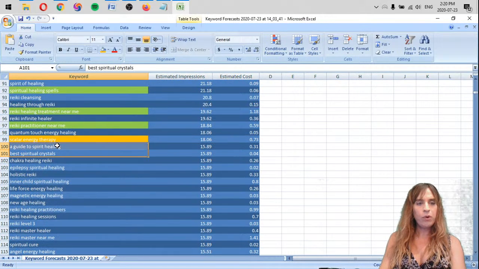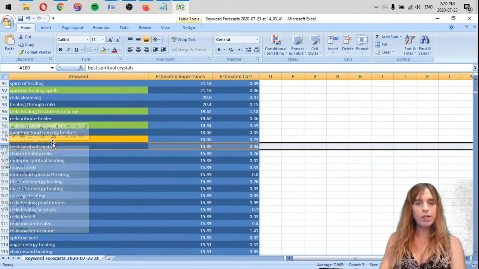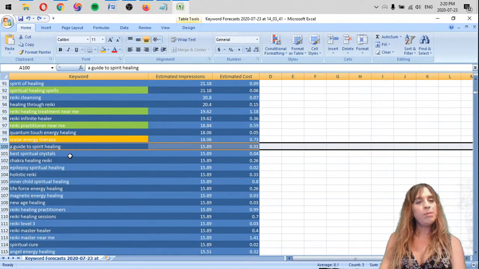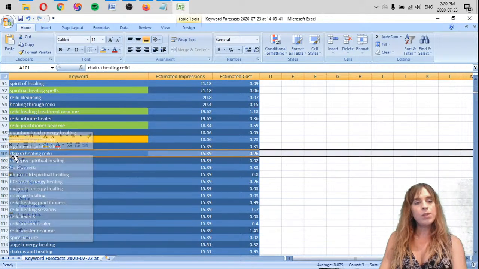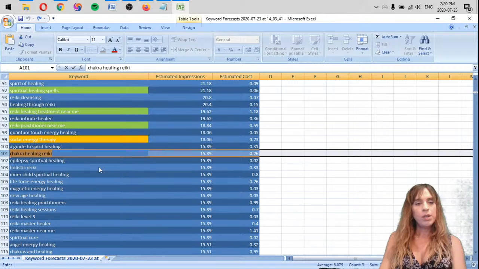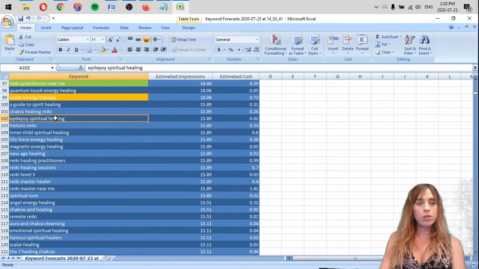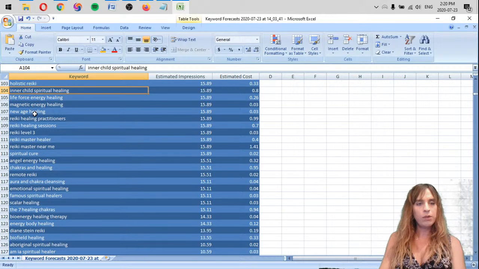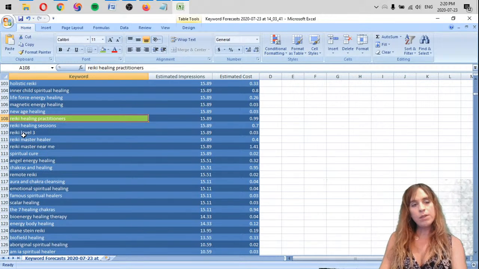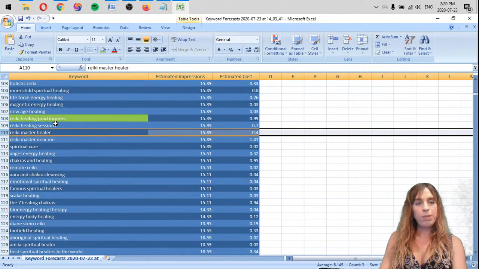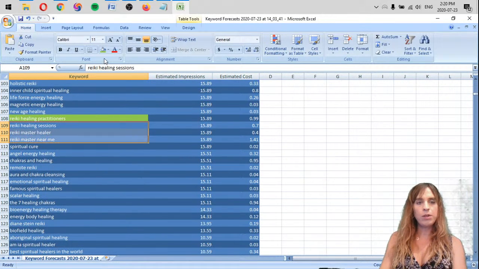That's that title from before. Guide to spirit healing. Oh, guide could be a book, but it could also be a spirit guide, so I'll leave that in there. Best spiritual crystals. Take that out. Epilepsy spiritual healing, sure. Reiki, inner child spiritual healing. Practitioners, yeah, that's a good one. Healing sessions. Reiki master healer. Reiki master me. Those are all great.